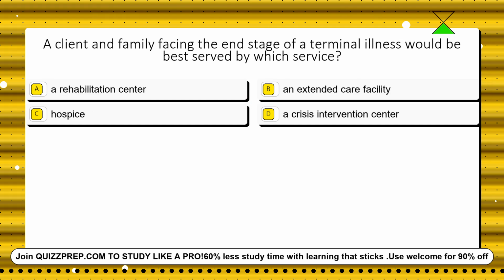Question 37. A client and family facing the end stage of a terminal illness would be best served by which service? Option A, a rehabilitation center. Option B, an extended care facility. Option C, hospice. Option D, a crisis intervention center.